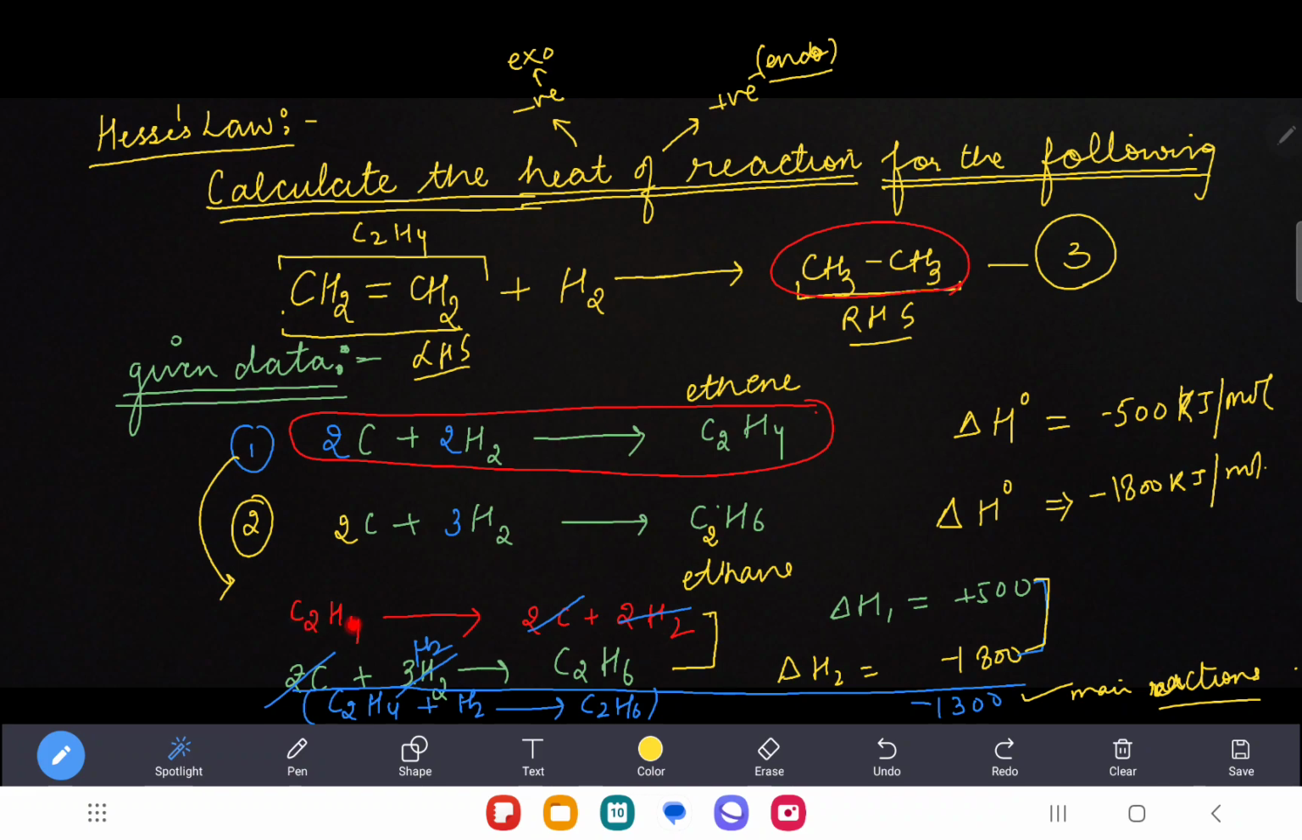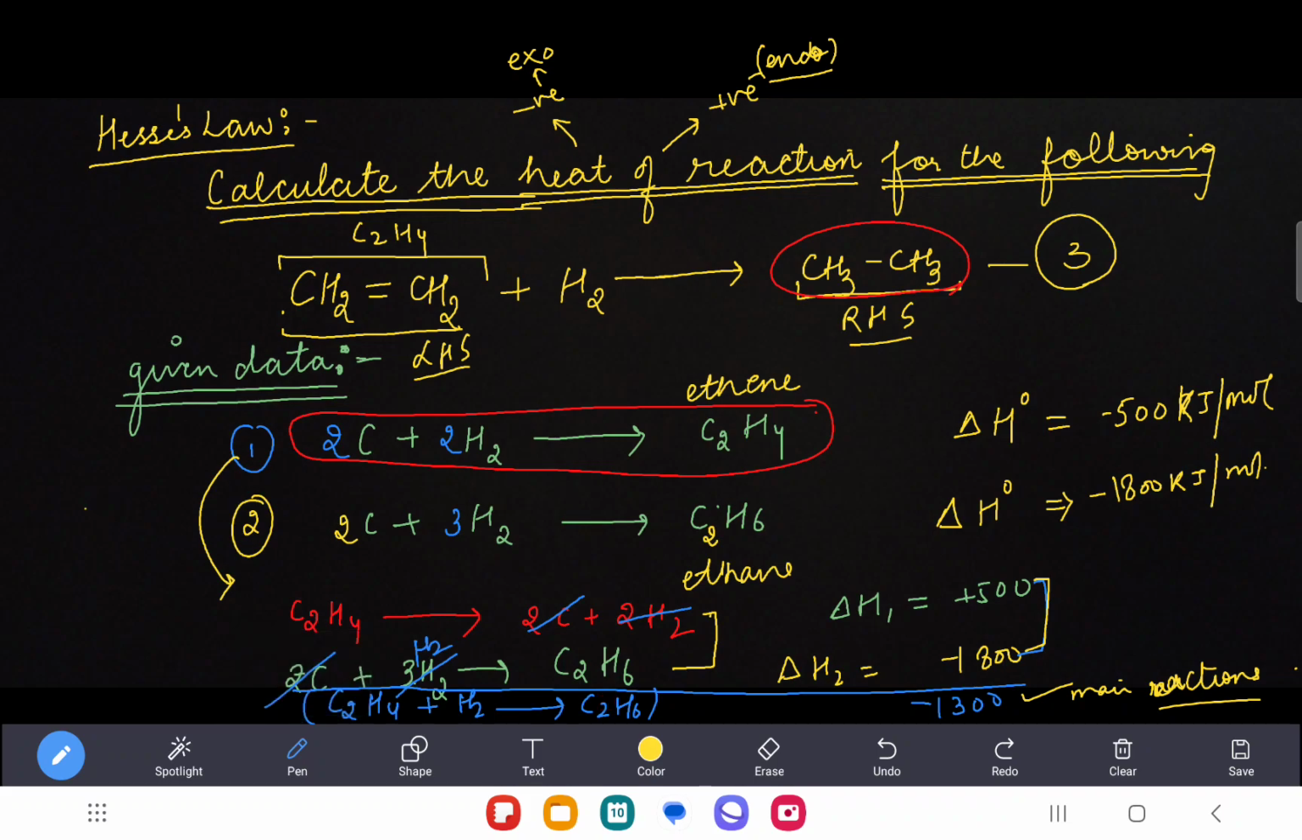So I hope you're understanding: C2H4 when added with H2 will give you C2H6. You understand my point? So that is the concept. That is the concept. So that's how things basically work.